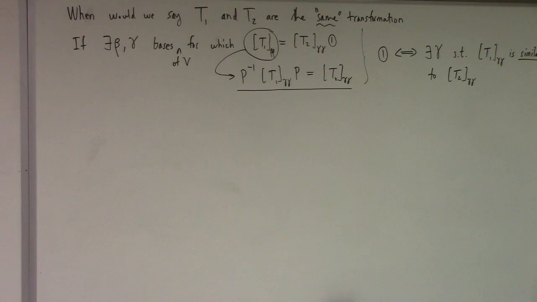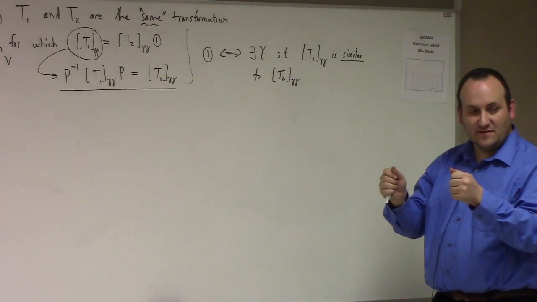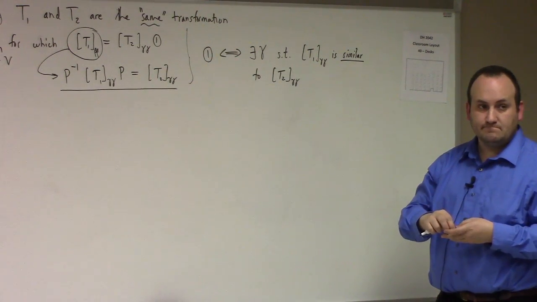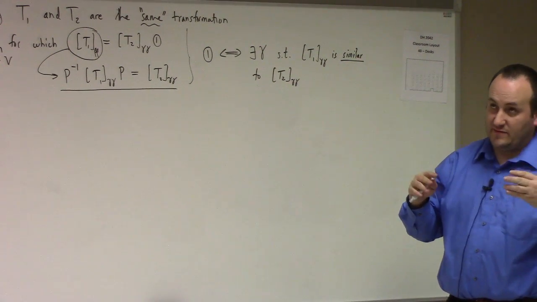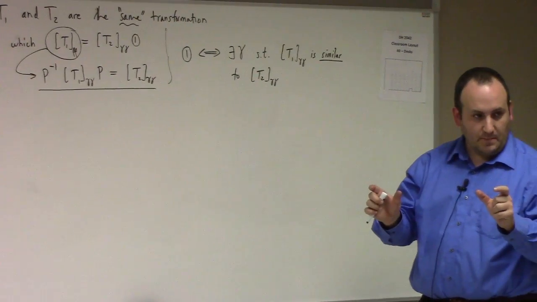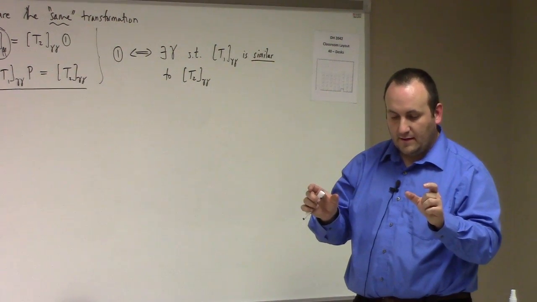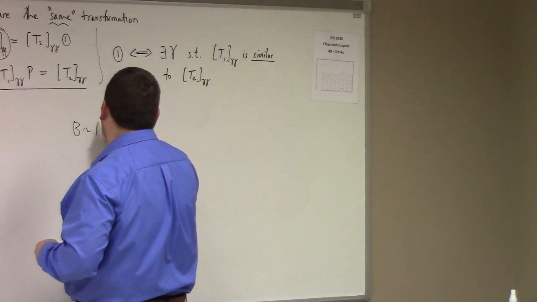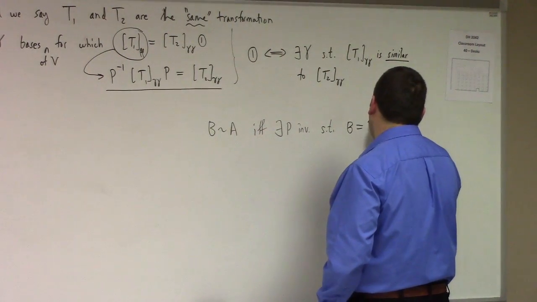I'm changing from the beta coordinate system to the gamma coordinate system. What I'm trying to say is two linear transformations have the same matrix in different choices of coordinate system if, in a given coordinate system, those two transformations have matrices which are similar. Two matrices are similar, like B is similar to A, if and only if there exists a P invertible such that B is equal to P inverse AP.